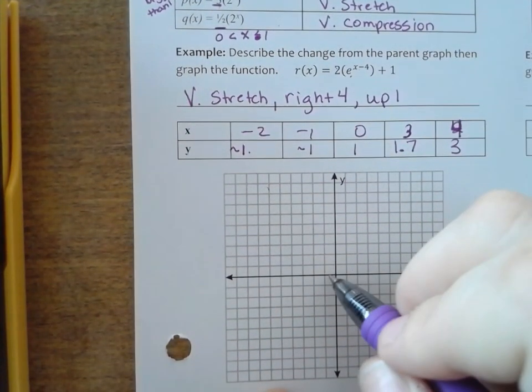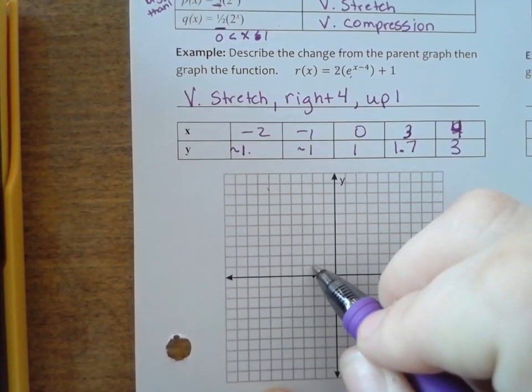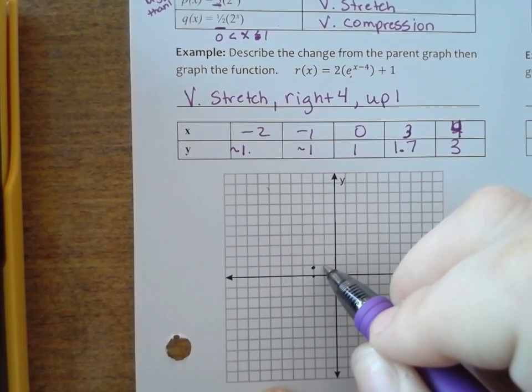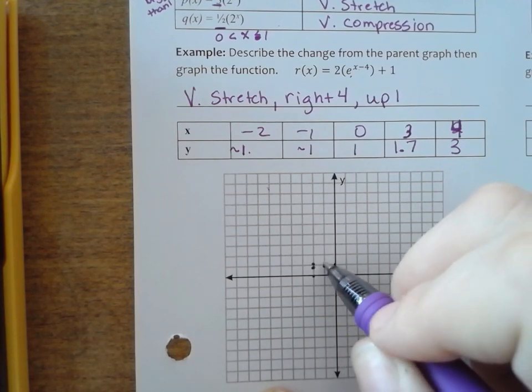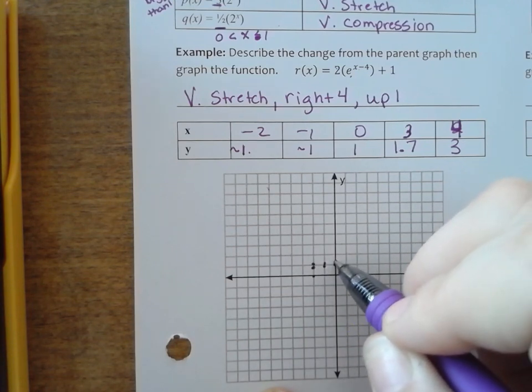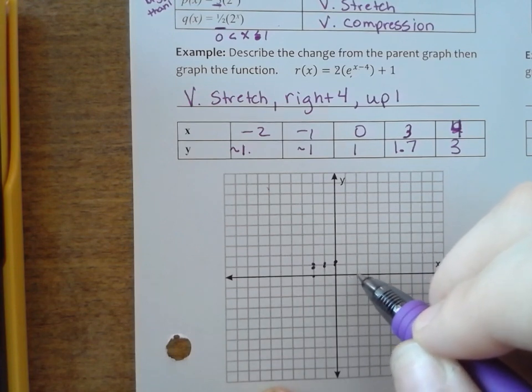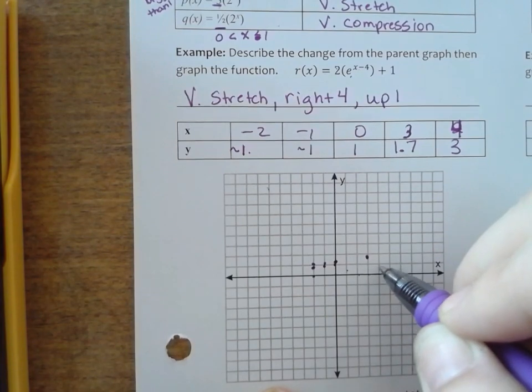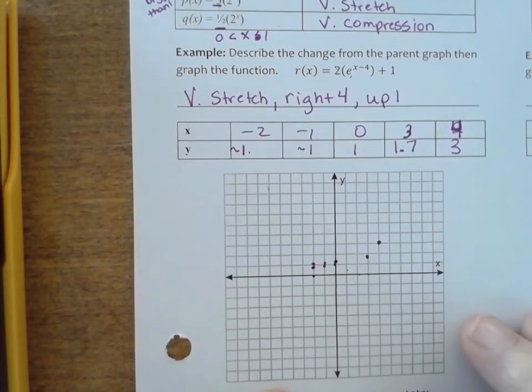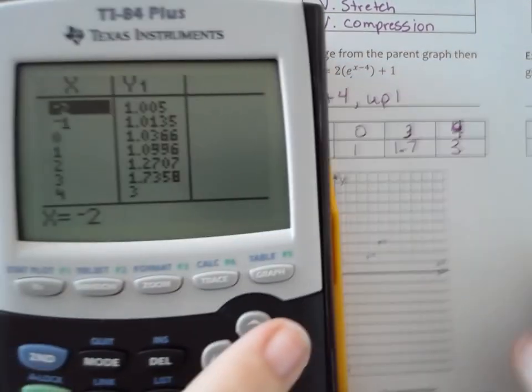So negative 2 is about 1. Negative 1 is about 1. At 0, those are a little bit more than 1 here. At 3, it's 1.7-ish, and at 4, it's 3. I'm actually going to look at my table to get a few more.